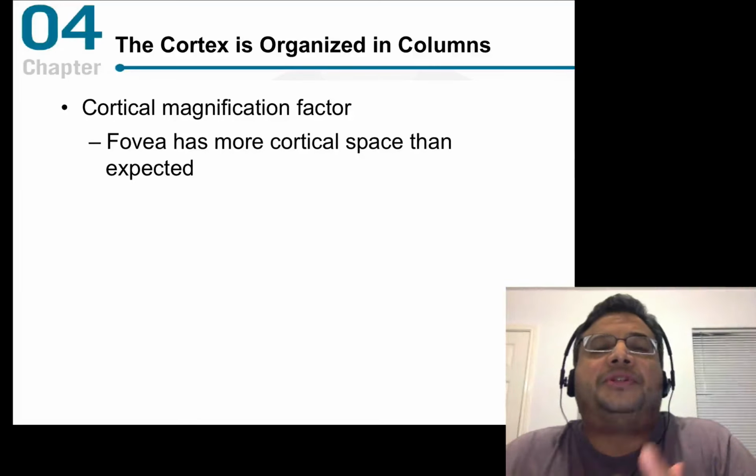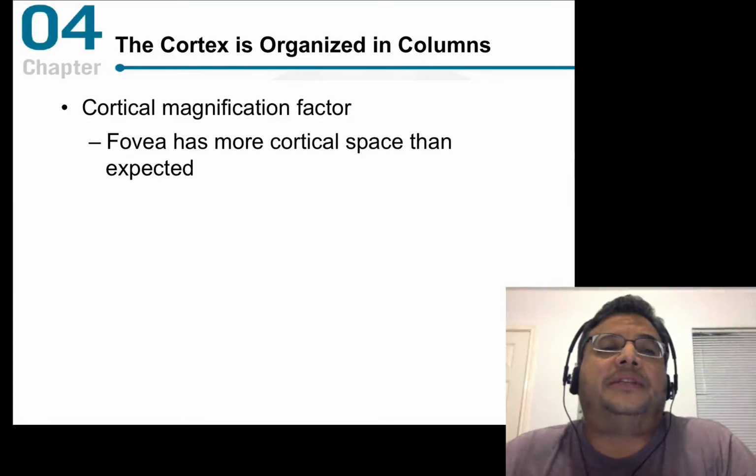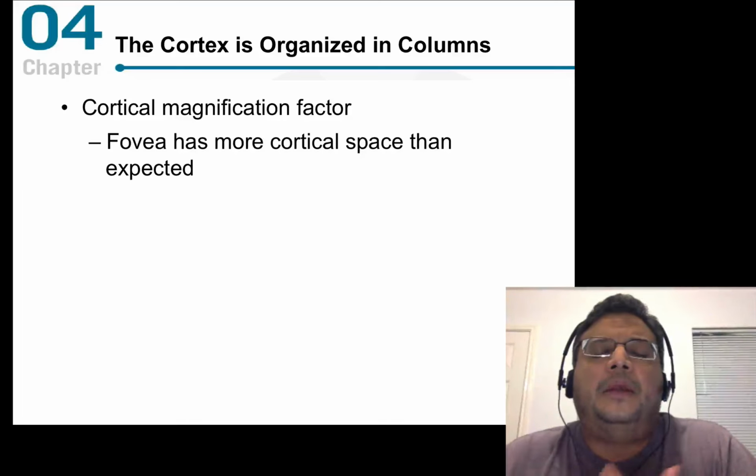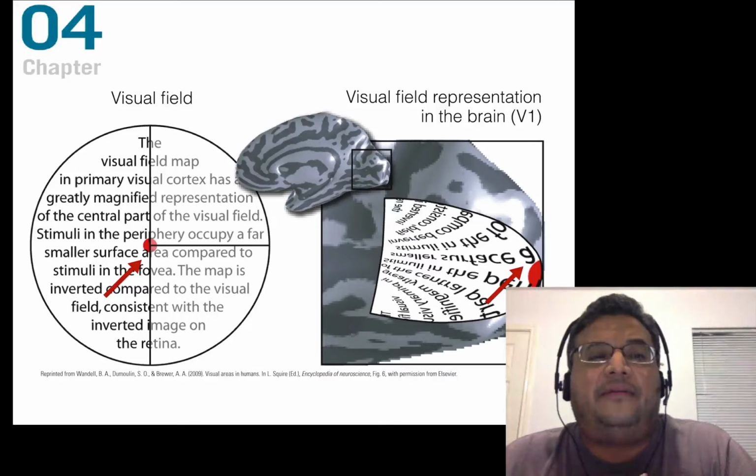And of course, a lot of the visual cortex is devoted to the fovea, right? Studying or processing the information that comes from the fovea, and this is the cortical magnification factor.